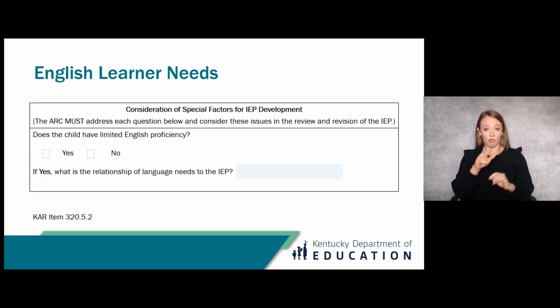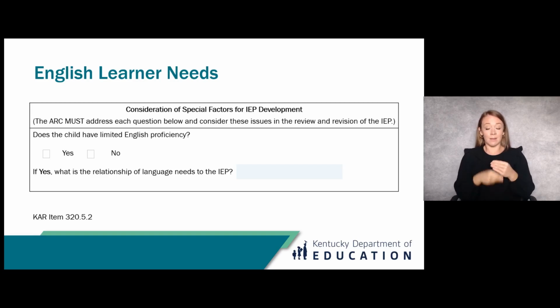From this regulation, when we develop an IEP, the ARC must answer the second consideration of special factors for IEP development. The ARC must answer, does the child have limited English proficiency? If the present levels of academic achievement and functional performance, or present levels, indicate needs or adverse impact, then this should be marked yes. If yes, the ARC must consider what are the language needs relating to their disability. What are the language needs that need to be considered in order for the IEP to be implemented and for the student to make progress?